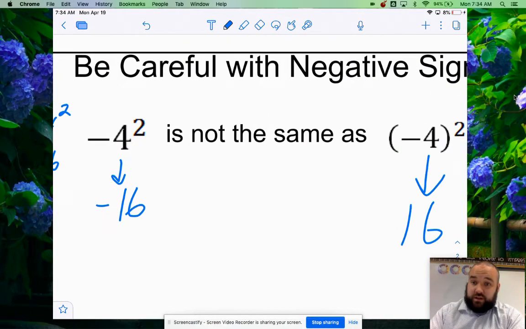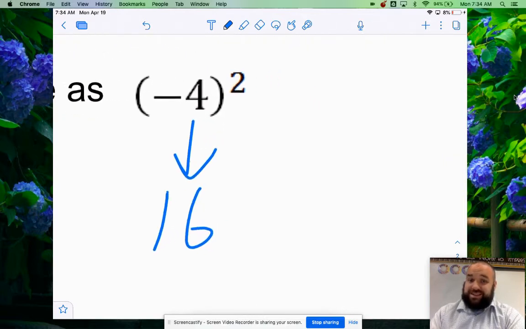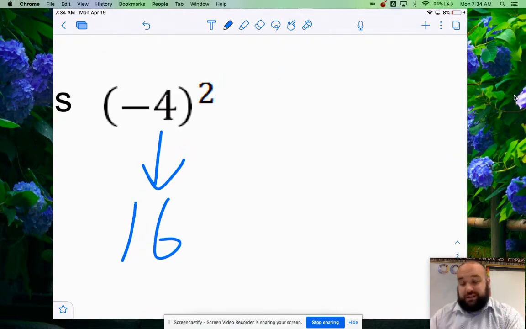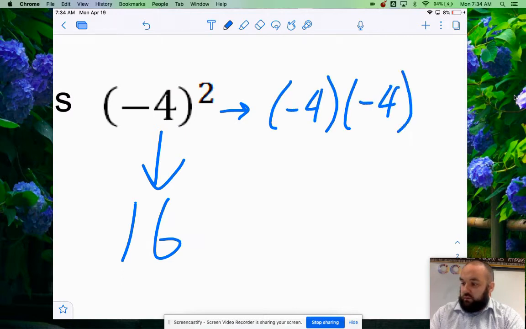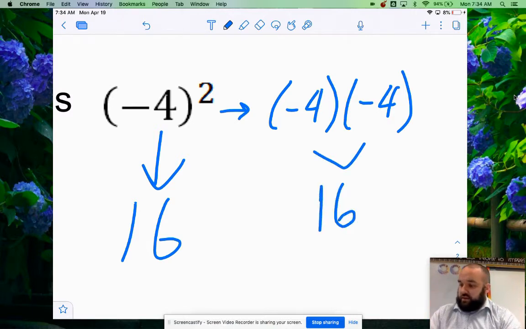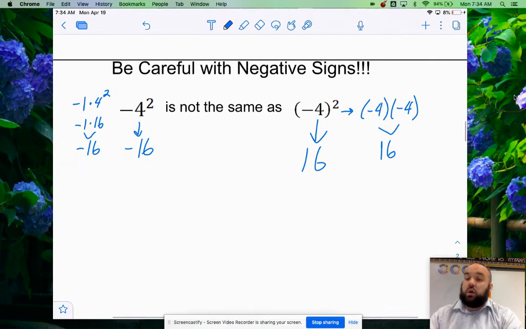So it would end up being -16. That is different than this one, because this is saying -4 in parentheses to the second power, which means I want to take -4 and multiply it by another -4. Right? Raising something to the second power means you multiply by itself. Well, -4 times -4 is +16. So that's why this gives us a different answer. Okay? So just be careful.